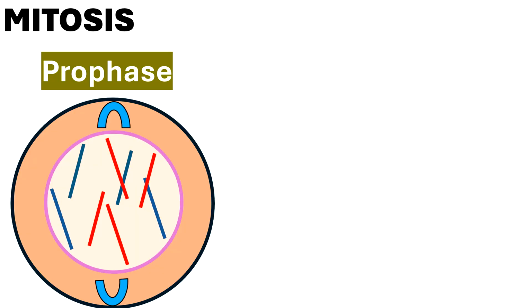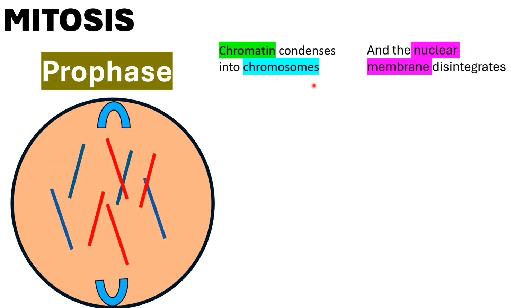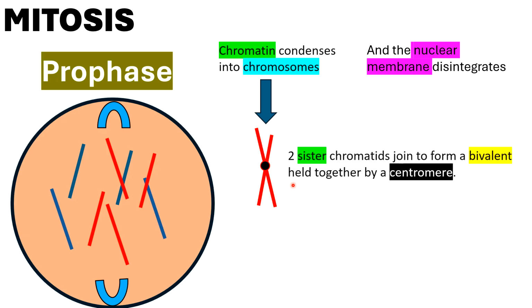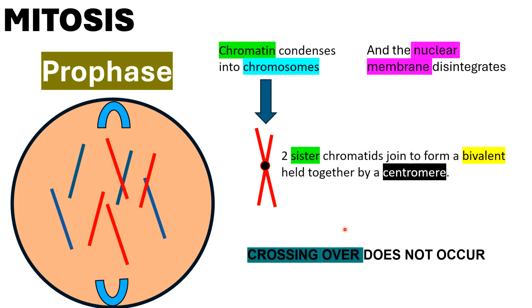Finally, it's time for mitosis. There's going to be a prophase, as always the first phase, where chromatin condenses into chromosomes and the nuclear membrane disintegrates. But watch out, this is not the same as in meiosis, okay? There are little details, for example, that crossing over doesn't happen in prophase, and so there's no genetic diversity. The daughter cells are genetically identical. So chromatin condenses into chromosomes. The two sister chromatids join together, held together by a centromere. And again, crossing over does not happen here.